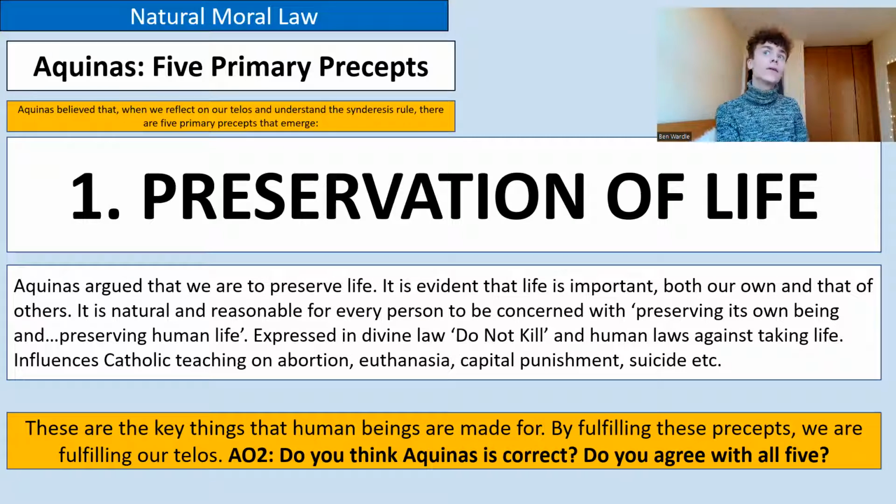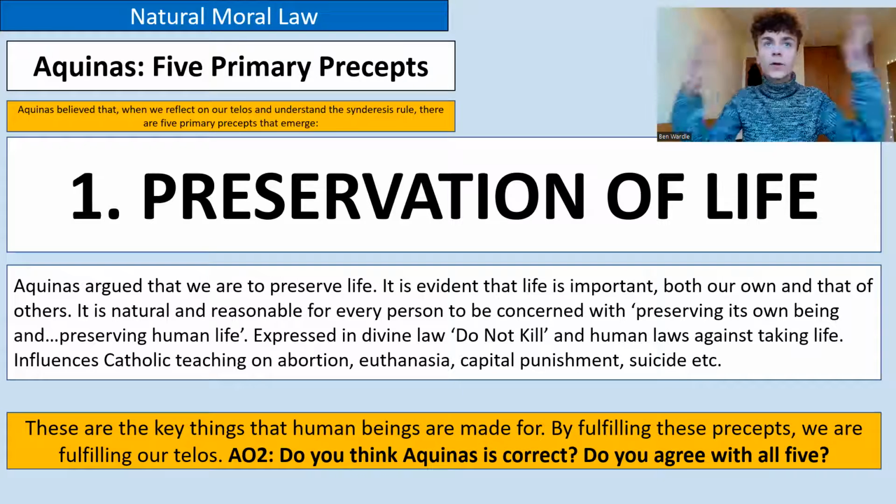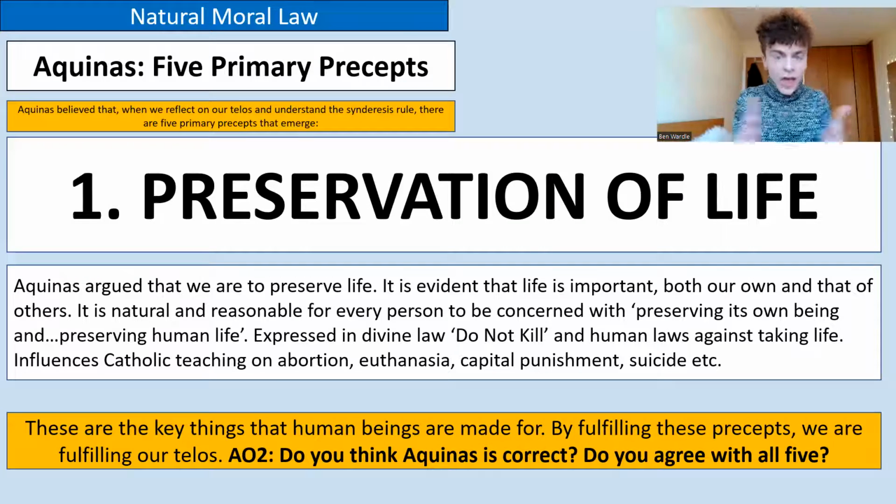I think in every single country, under every single legal system, there are rules, aren't there, against killing people. And this, of course, influences Catholic teaching on abortion, euthanasia, capital punishment, and suicide. So preservation of life, this applies to human life because of the sanctity of life, it is sacred, and it is the number 1 primary precept that we are to preserve life. So again, these are the key things that Aquinas believes humans are made for. By fulfilling these precepts, he says we are fulfilling our telos.